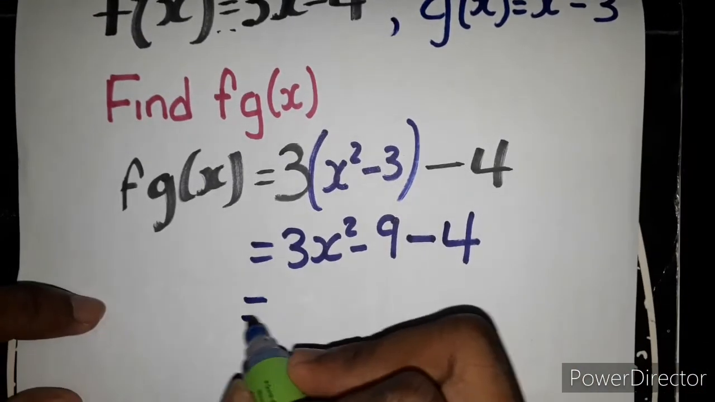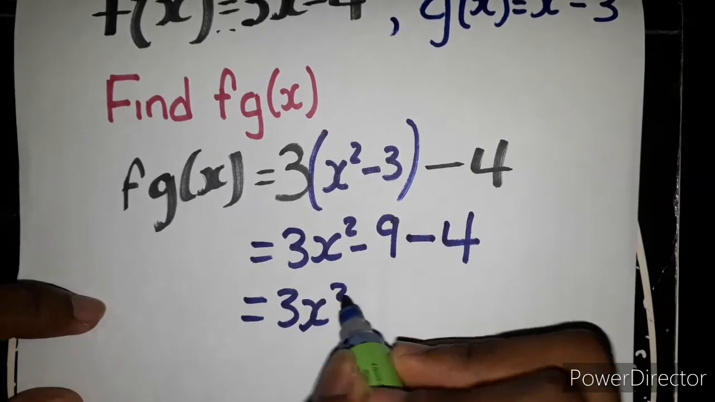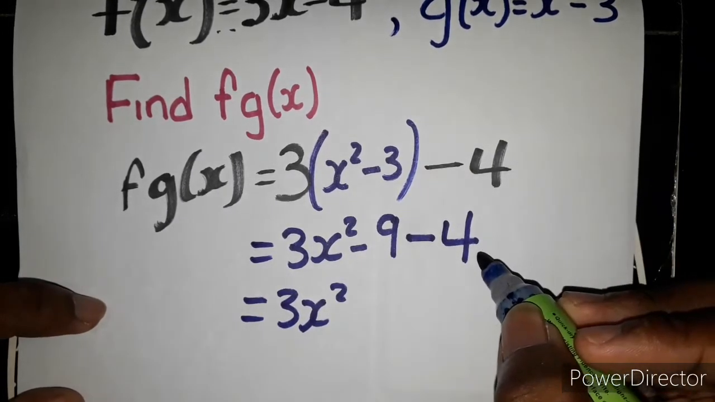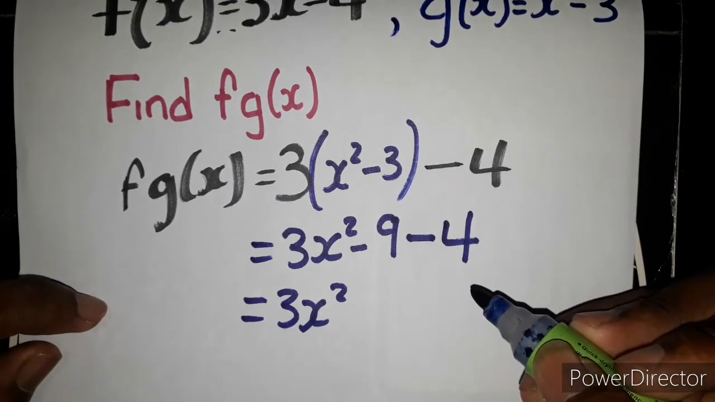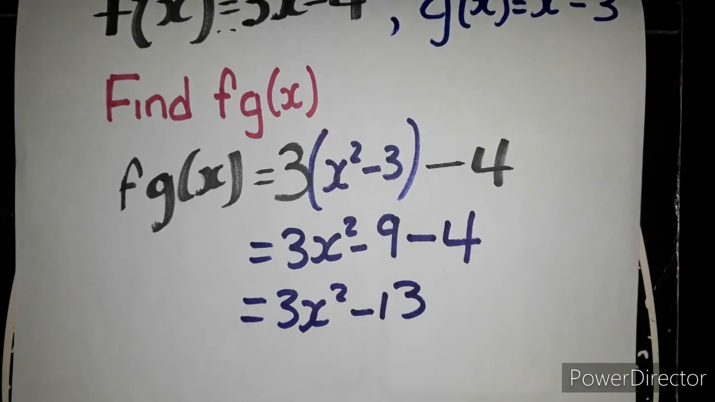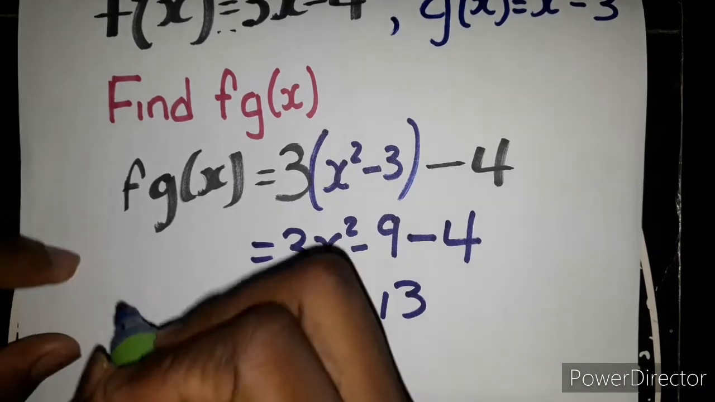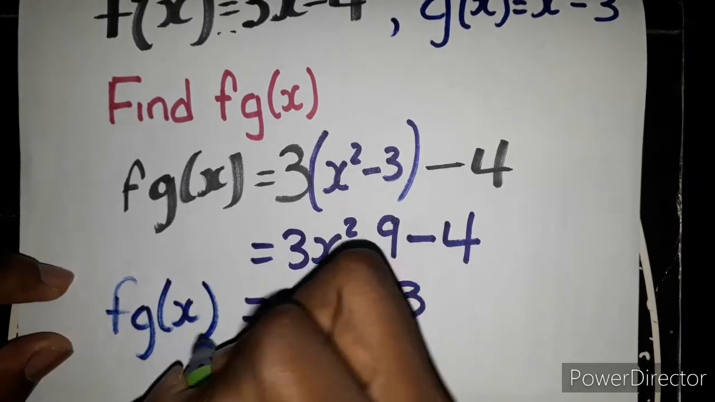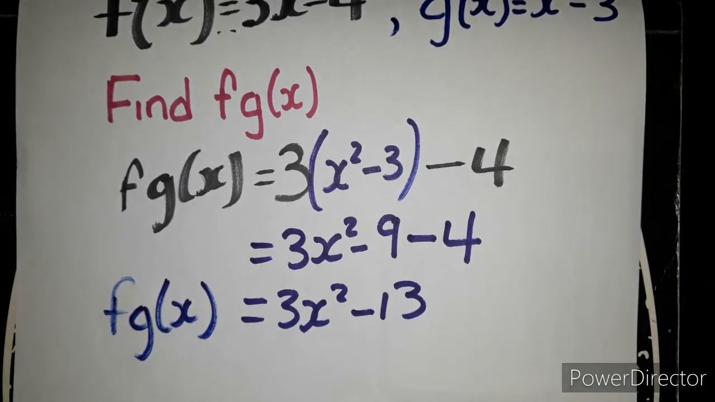And that will give you 3x squared. Negative 9 subtract 4. That will give you negative 13. So that is the function fg of x. That is how you find composite functions.